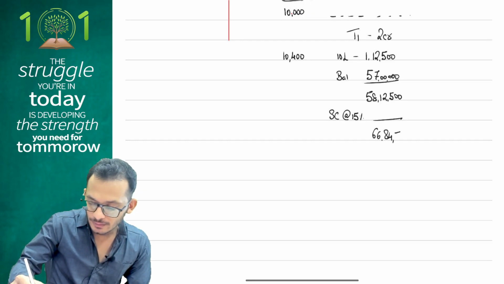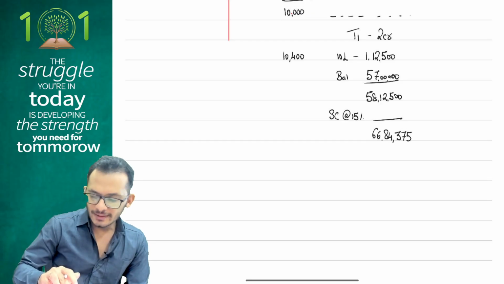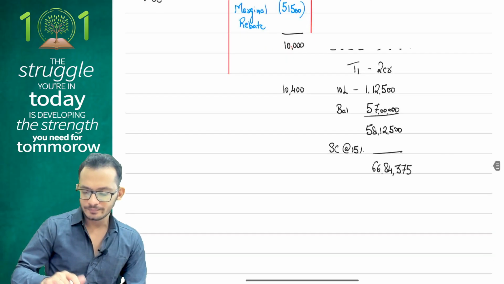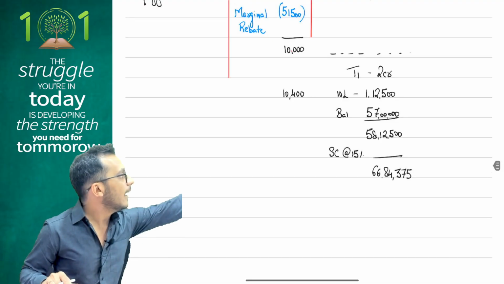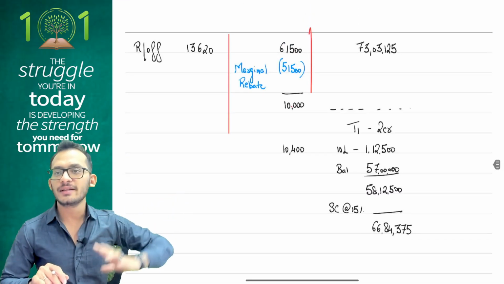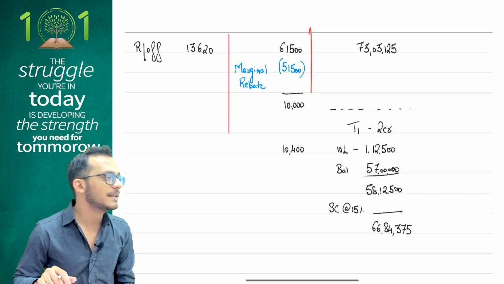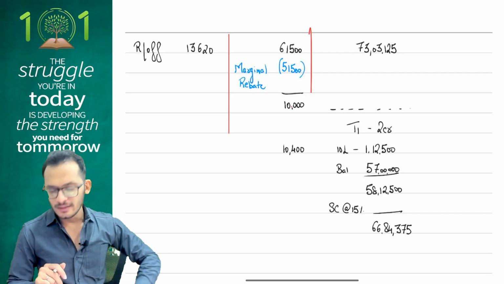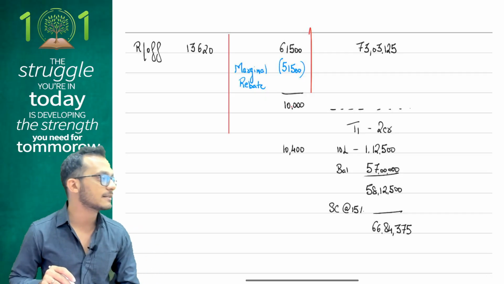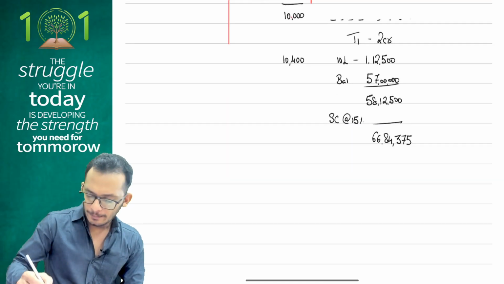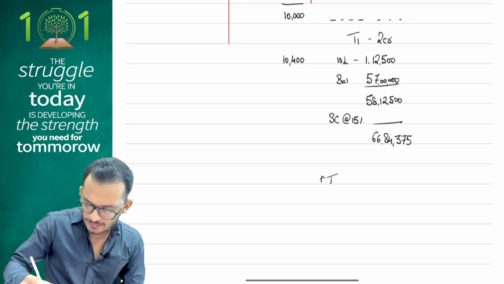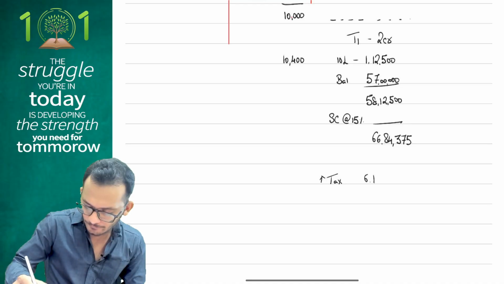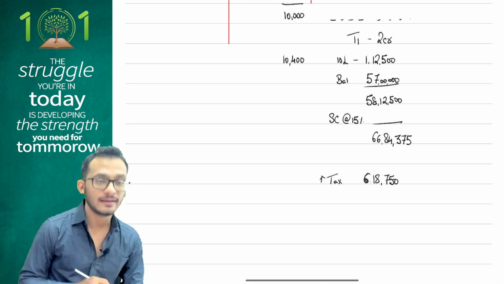66,84,375. Tell me people, what is my incremental tax? I should have paid 73,03,125. If my income was 2 crores, I would have paid 66,84,375, meaning my incremental tax is 6 lakh 18,750.